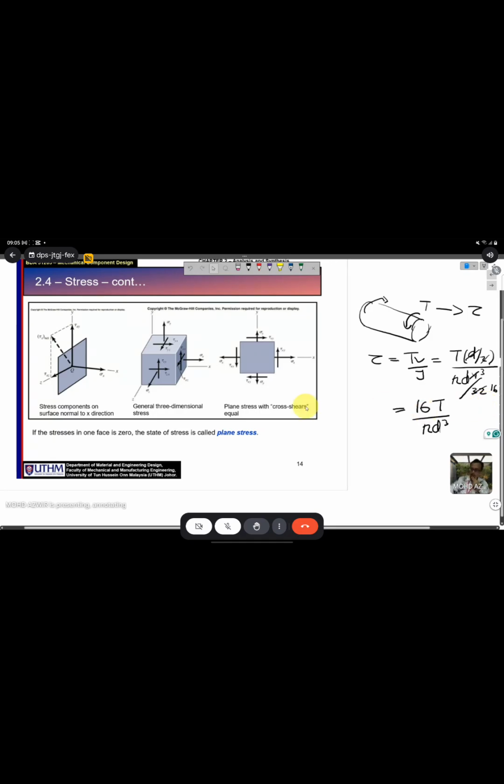Okay. So this is the equation to calculate the shear if you're having a torsion.